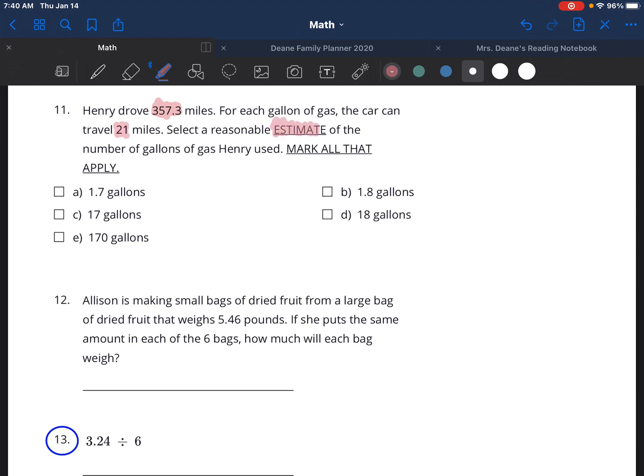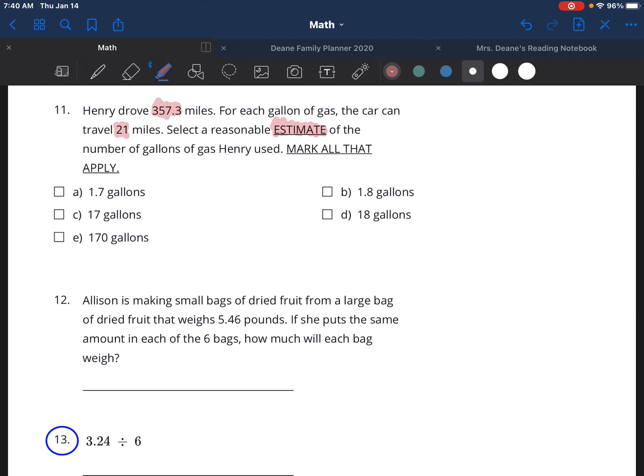And you have to pick 2 answers. Henry drove 357.3 miles. For each gallon of gas, the car can travel 21 miles. Select a reasonable estimate of the number of gallons of gas Henry used.